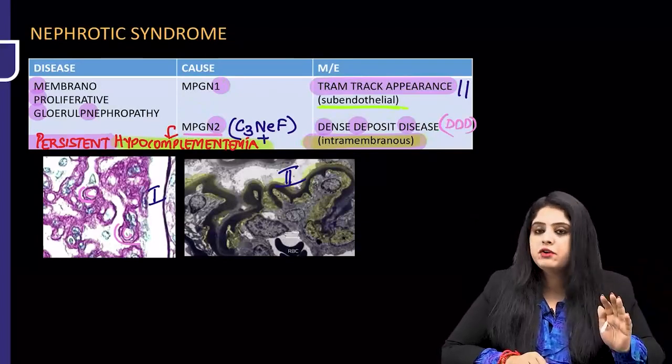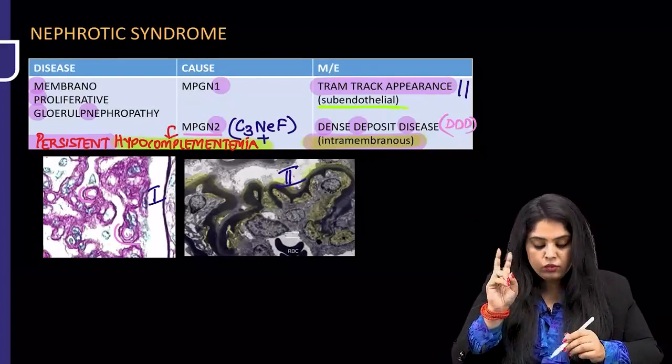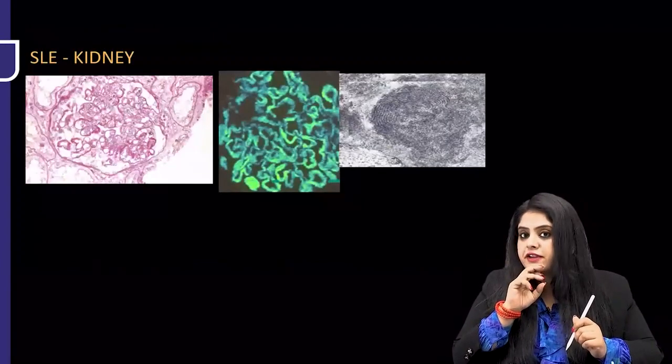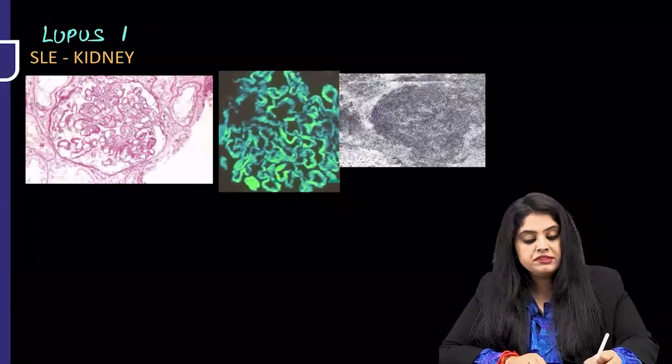So nephritic and nephrotics are done, but we are not totally finished with it. Why? Because there are two diseases which are still left which can affect the kidney. We all know that there is a condition called lupus nephritis.